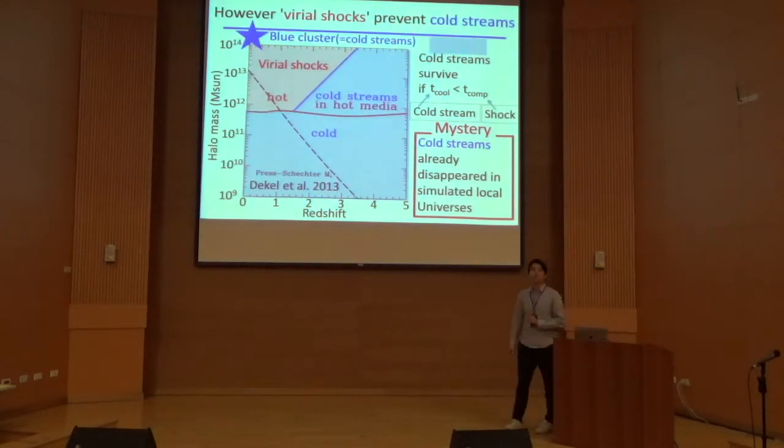However, in terms of simulation, this kind of accretion onto a large dark matter halo might be difficult because of virial shocks. So in simulation, virial shocks prevent the cold stream. This kind of cold gas accretion may be heated by the virial shock. Virial shock happens because of the strong gravitational potential well of the dark matter halo. So for cold streams, this cold accretion of gas, to survive in a cluster environment, the cooling time scale needs to be lower than the shock compression time scale. So assuming this simple condition, Dekel et al. calculated a parameter space where cold streams can survive.